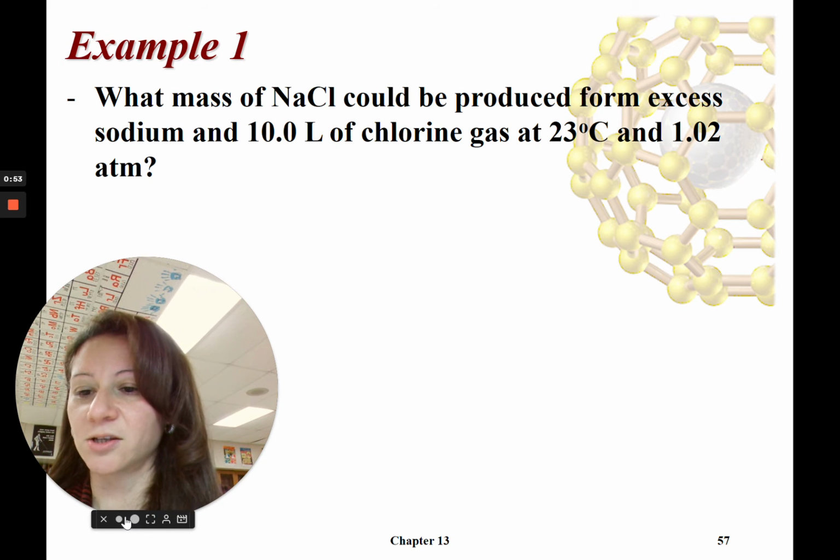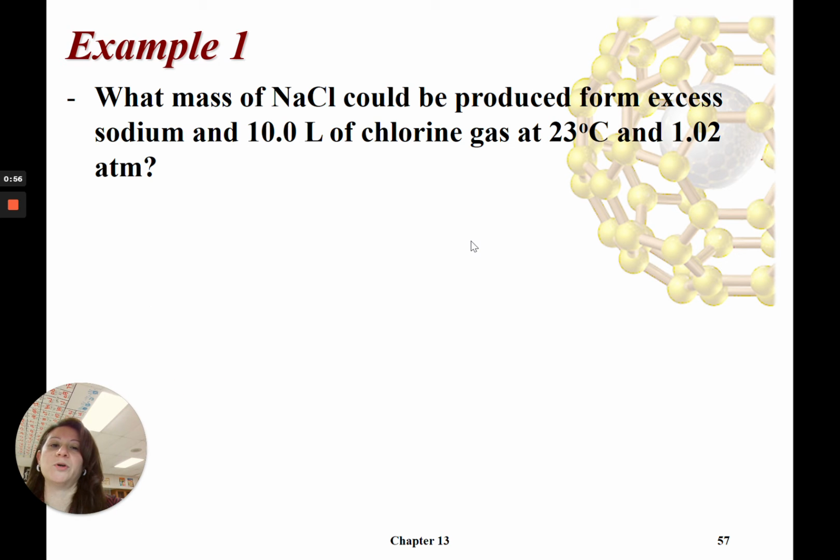It says, what mass of NaCl could be produced from excess sodium and 10 liters of chlorine gas at 23 Celsius and 1.02 atm? It's talking about a chemical reaction, so the first thing we want to do is write the balanced chemical equation. It's telling us NaCl is produced, so that means it comes after the arrow. It's produced from excess sodium, so that's Na, and chlorine, which is Cl2. And then to balance it, we need a 2 here and a 2 here.